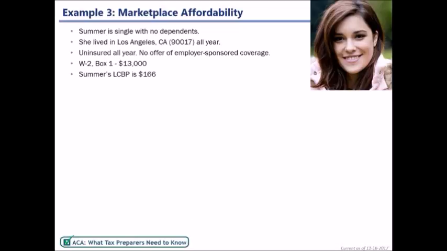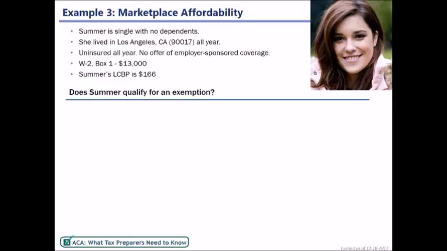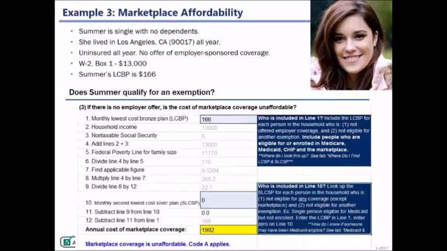Now, quickly, let's go through another example. I know we're up on time, but I think that this affordability stuff is really important. This example is particularly important for people who are in states that expanded Medicaid. Just because you expanded Medicaid doesn't mean everyone enrolled. So this is Summer. She's single, no dependents, lives in California, which expanded Medicaid. She's uninsured. She made $13,000 last year. Now, I'm just telling you her lowest cost bronze plan is $166. Does she qualify for an exemption?